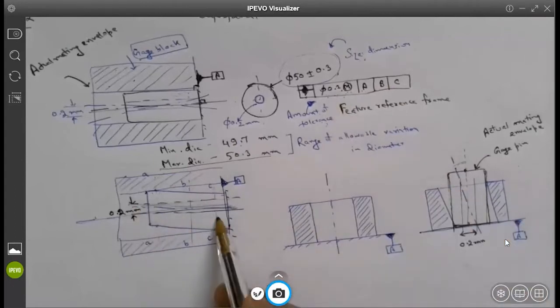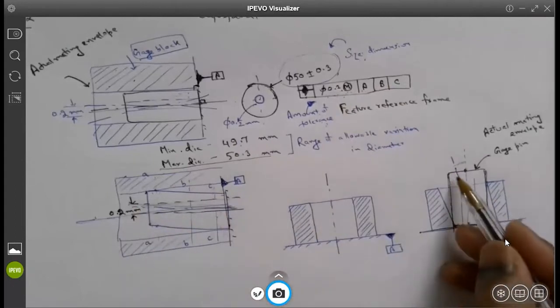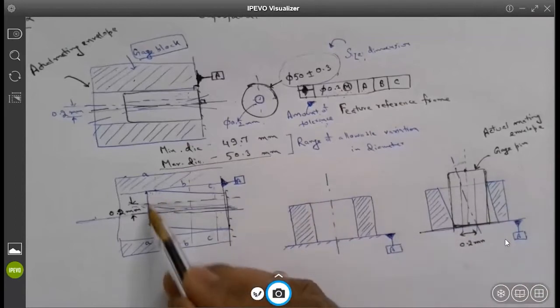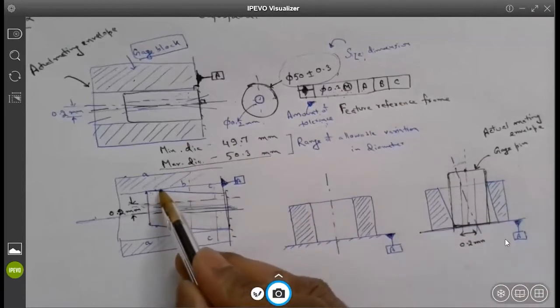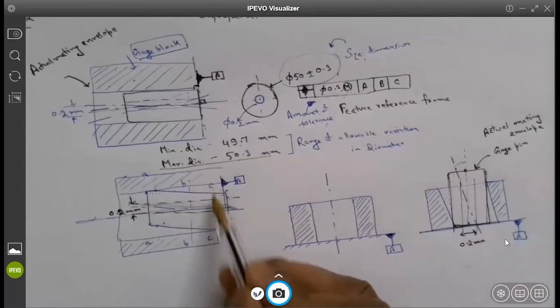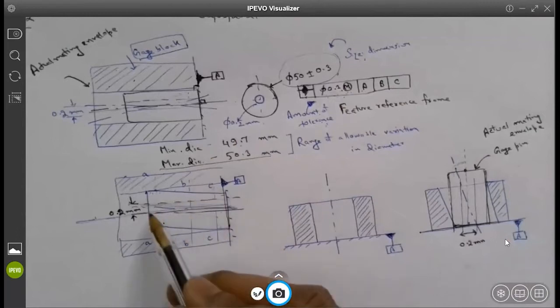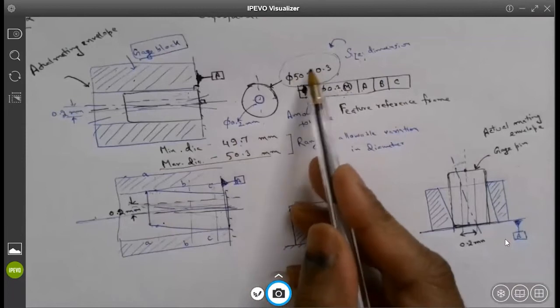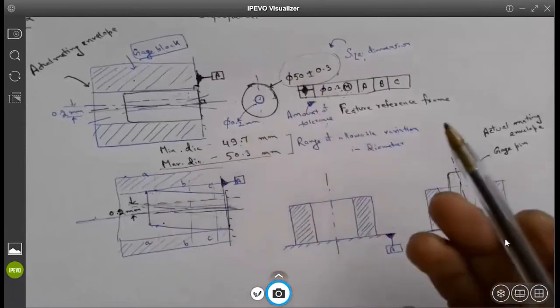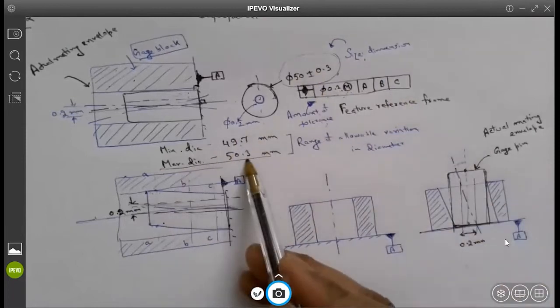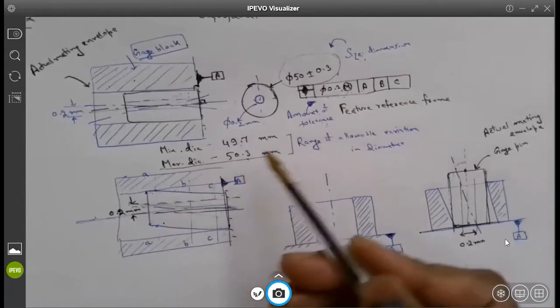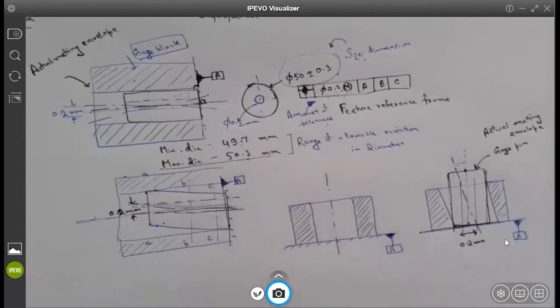The axis can have orientation like this, the axis can have orientation like this. But as long as at every section, whether it is section AA, section BB, or section CC, your diameter lies within this size tolerance, then the part is acceptable. And we know the maximum diameter would be 50.3 in that case. It cannot go beyond 50.3 at any section.